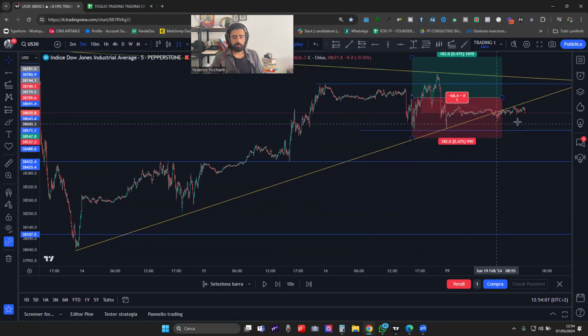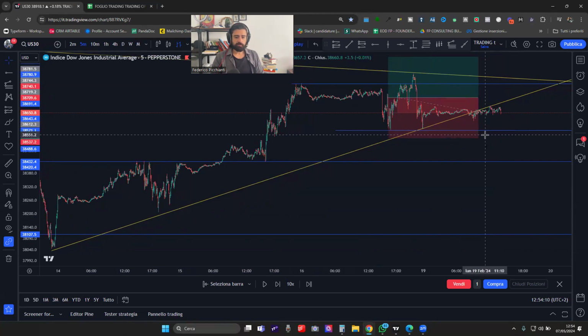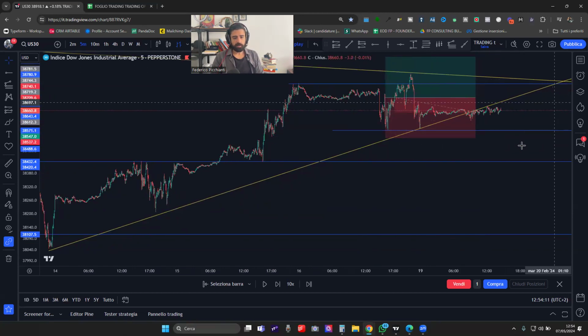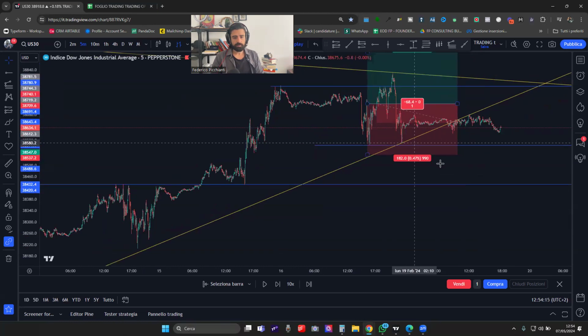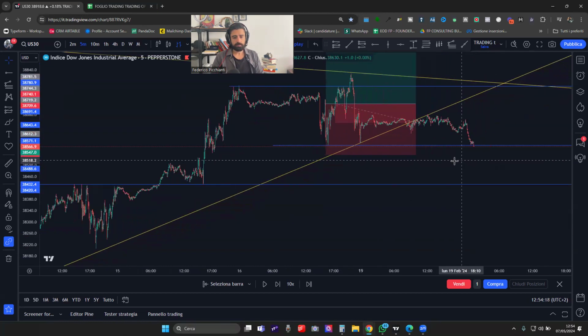Okay, so I have this support and resistance here. If the market comes down here, I will have an alarm set and we'll just try to close the trade to break even. It's pretty useless. This is all the wiggle room I'm giving it.